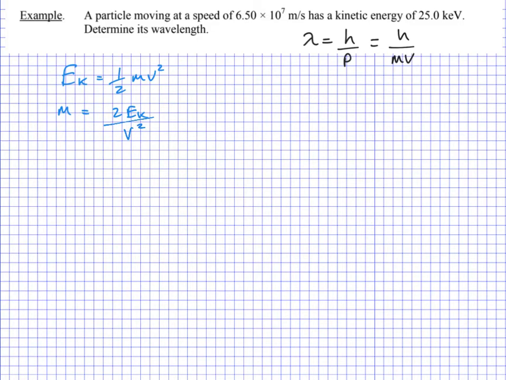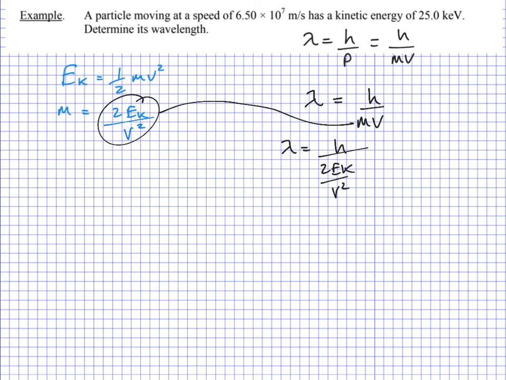So now we can look at our formula. Let's come back over here. Wavelength is now h over mv. Well, we can put this in. We can go lambda is h over, rather than m, I'm just going to substitute this guy into here. And so I'm going to go 2Ek over v squared, and then v right here.